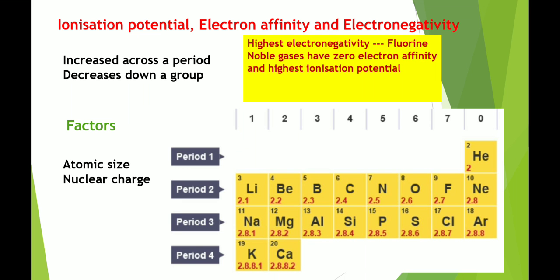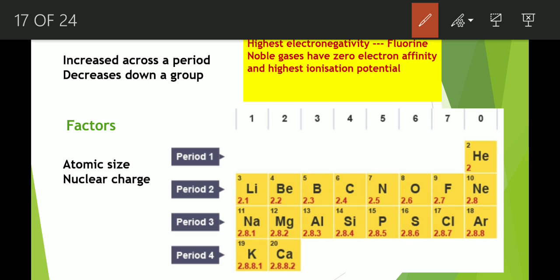Now, next I will be talking about three properties: ionization potential, electron affinity, and electronegativity. In all these three properties, the trend is the same, and all these three properties depend upon two factors: atomic size and nuclear charge. Okay. Now what happens? Here also I am taking the example of period 2.